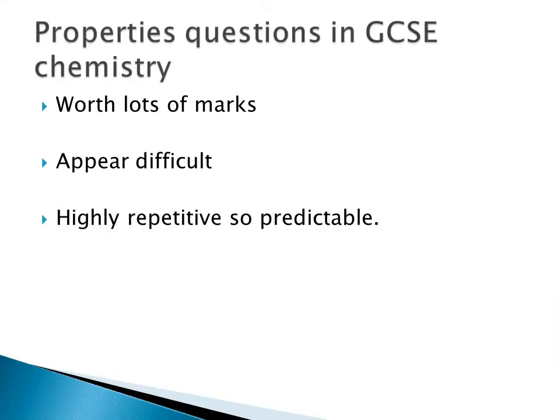Okay, now in my experience, the properties questions in the C2 module are one of the questions that people dread the most. They're generally worth quite a lot of marks. It could be anything up to 1/6 of the paper. They appear really difficult, and though it looks like there's tons and tons to learn, actually when you break these questions down and you look at how they vary from year to year, they are highly repetitive. As a result, they're really predictable. So if you learn the basic way of dealing with these questions, you should always be able to pick up most of the marks. And remember, on these papers, if you're picking up half the marks on each question, you're going to pass easily.